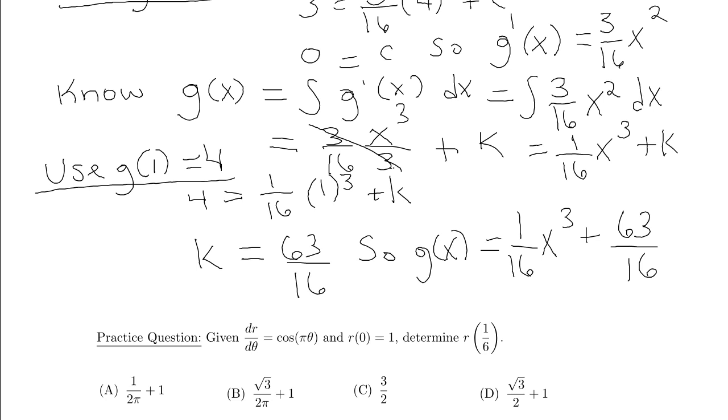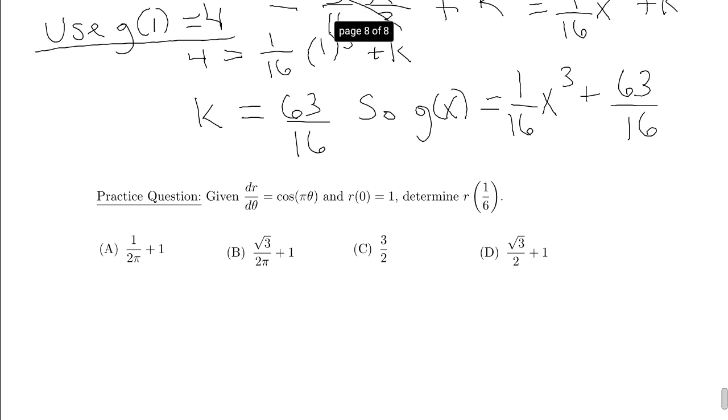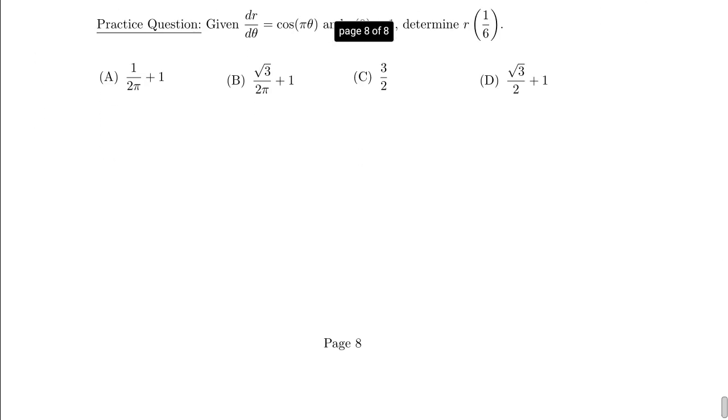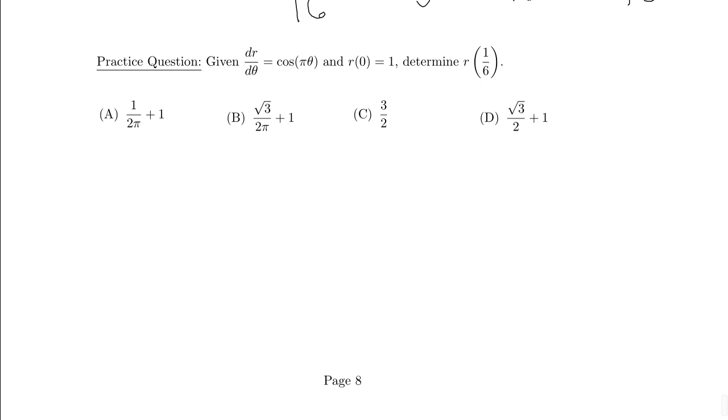Okay, so that was an initial value problem. That's about as hard as it gets, right? Where you have two steps: you're going from the second derivative to the first derivative, and then from the first derivative to the original function. So two antiderivatives in there.